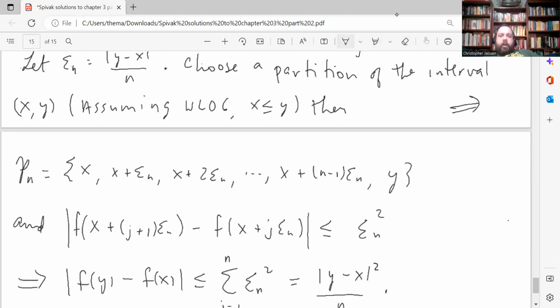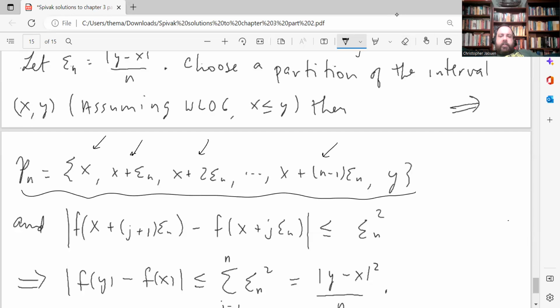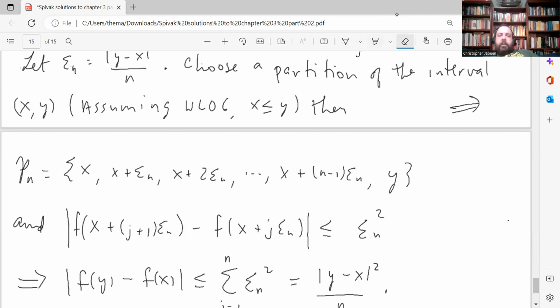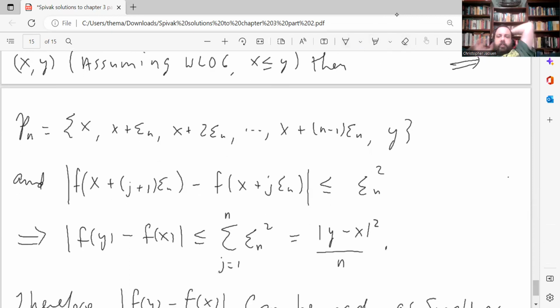so this is our partition. This is what the partition looks like, right? You have x, then you have x plus epsilon sub n, x plus 2 epsilon n, and so on, down to x plus n minus 1 epsilon n, and all the way up to y. So like I said, just in the picture, I'm just breaking it up into those pieces.